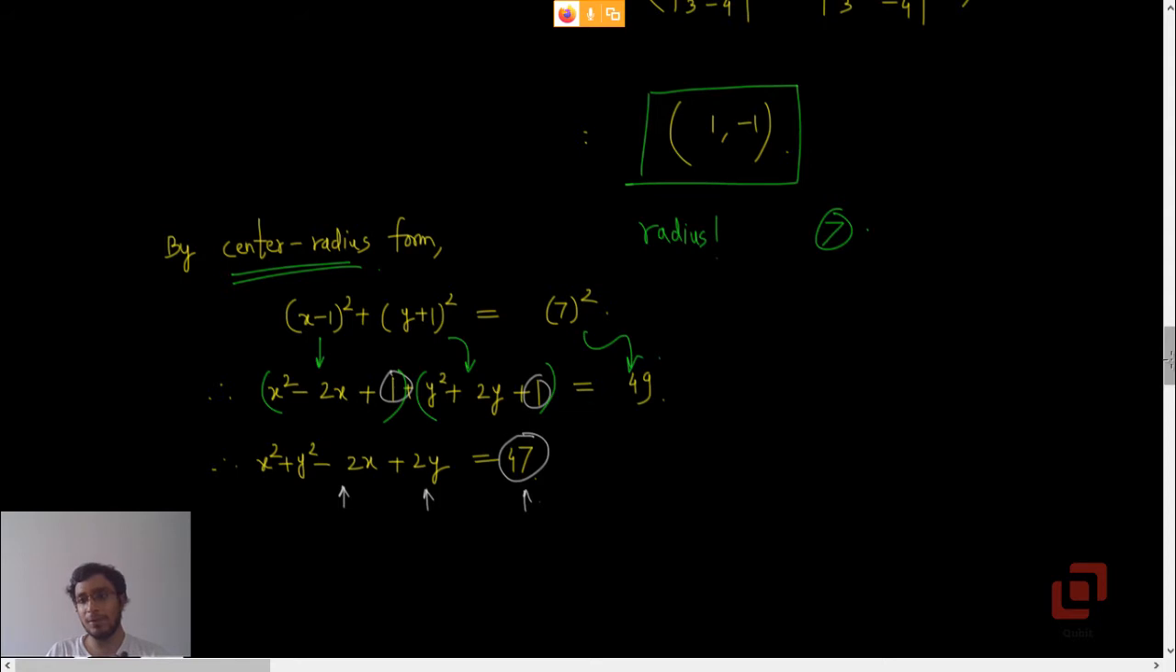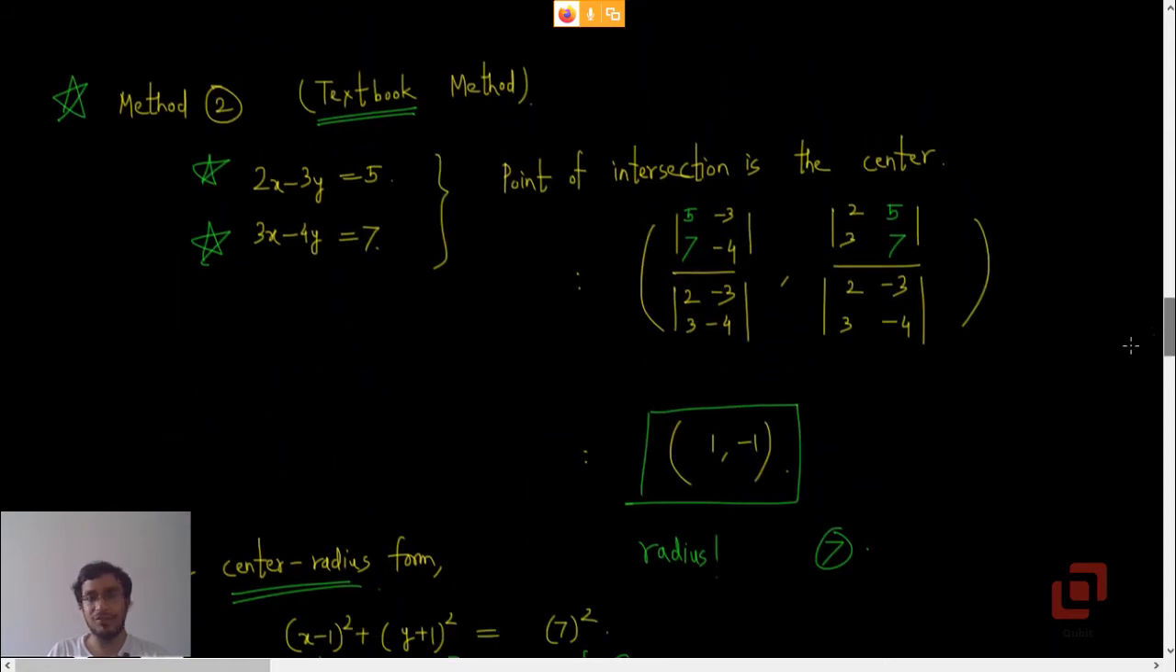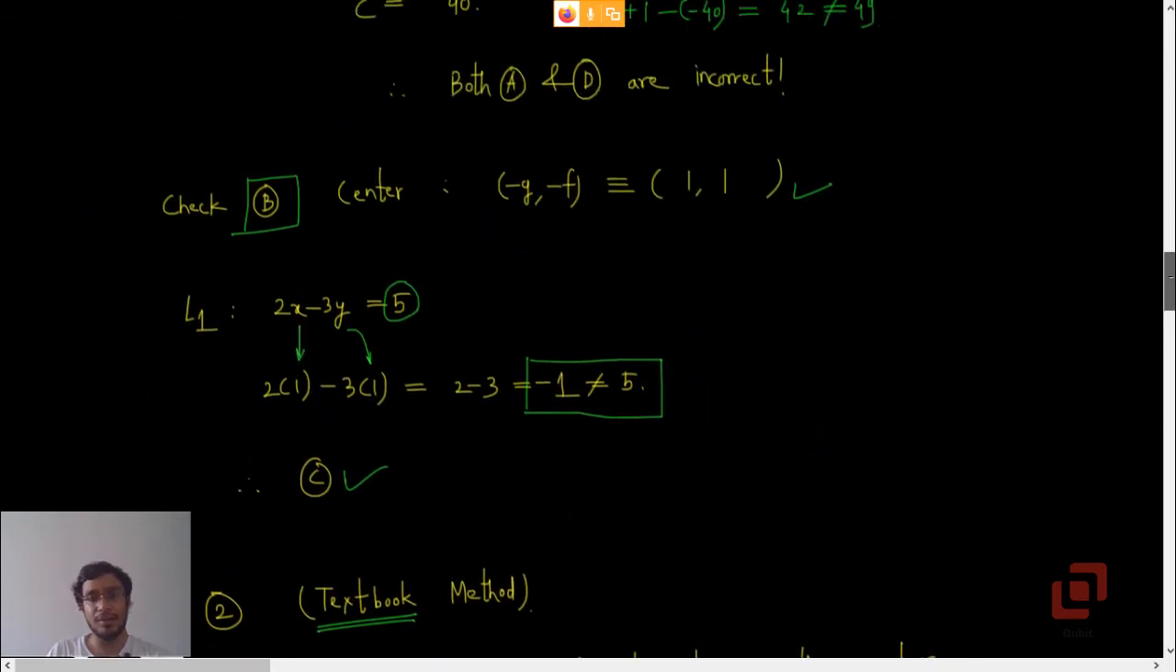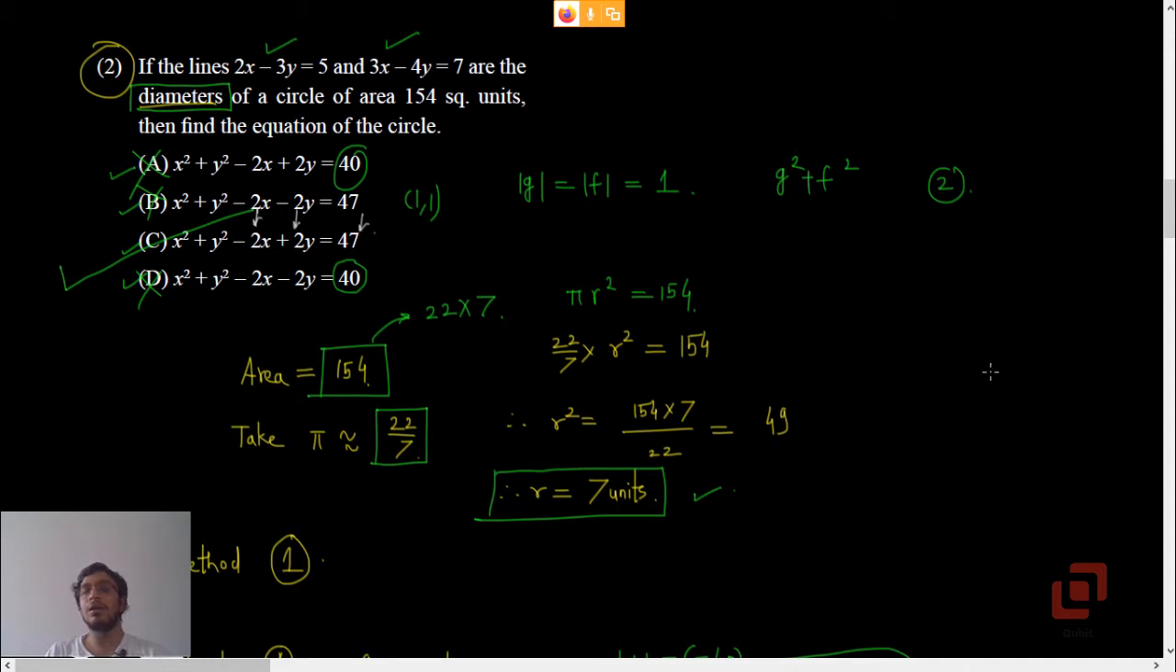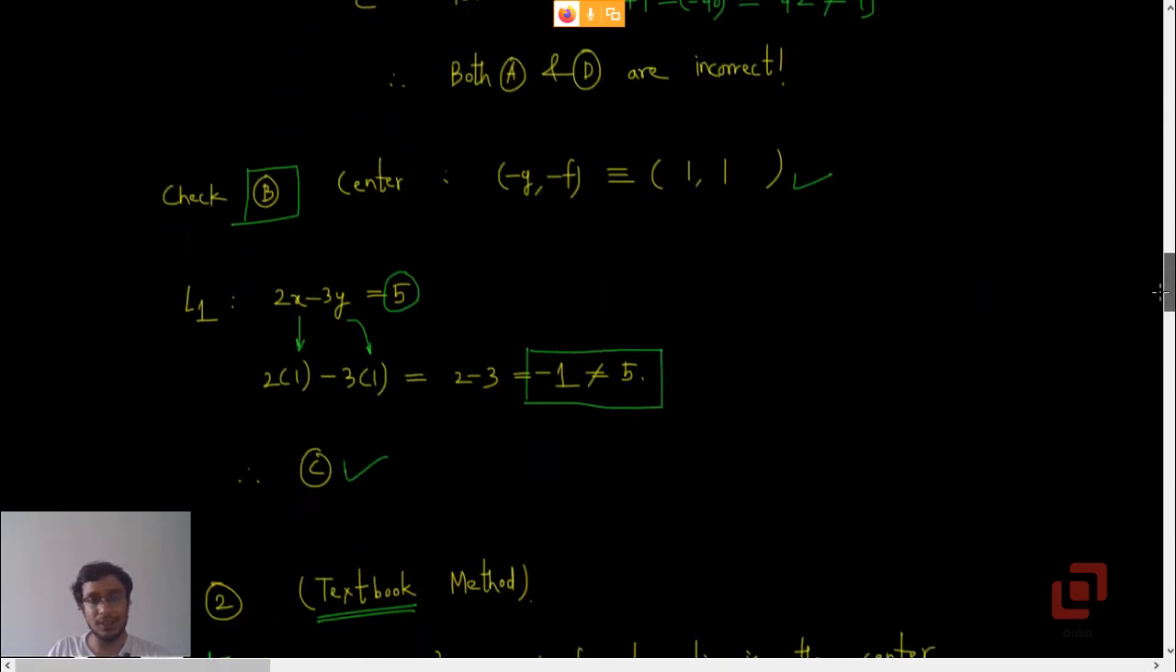So you may opt for the second method as well, whichever is convenient to you. But the main purpose of solving these MCQs is that you should also learn how to eliminate the options, because sometimes elimination of the options takes considerably less time compared with the actual solution or the intended way to solve the MCQ. Okay? Let's go to question 3 now.